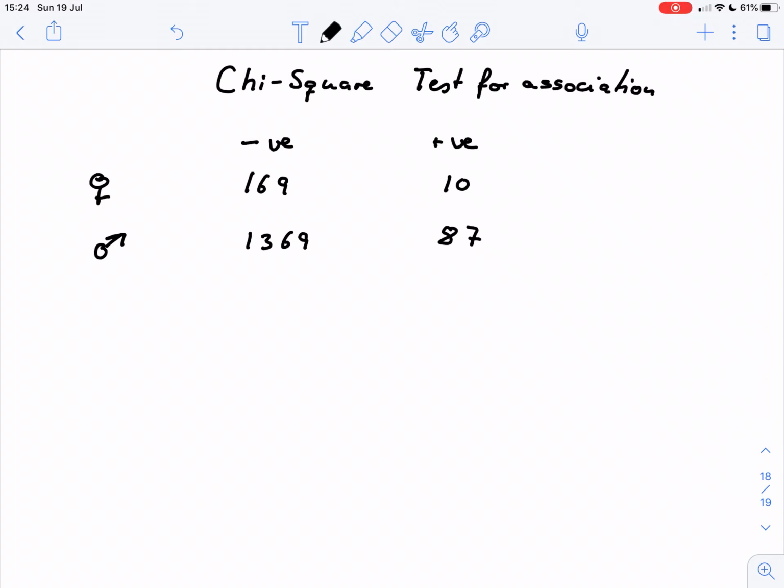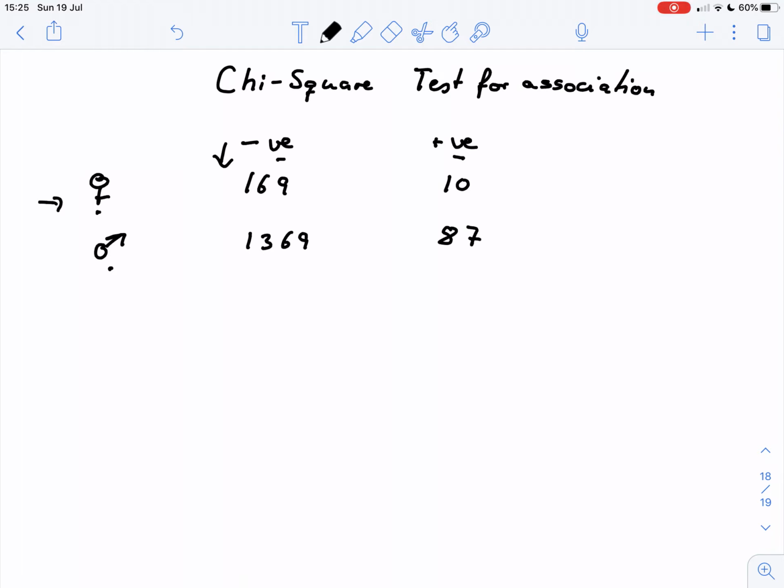So in this example, we want to figure out whether there is an association between the disease and gender. So we are looking at a group of volunteers, male and female, and we check how many of these have the disease or don't have the disease. And this is typically called a 2x2 contingency table, because it consists of 2 columns and 2 rows.